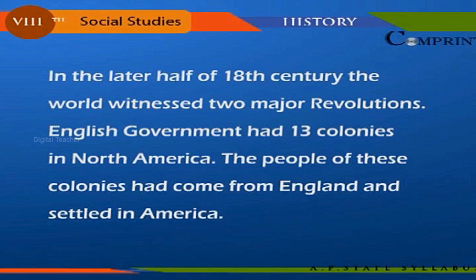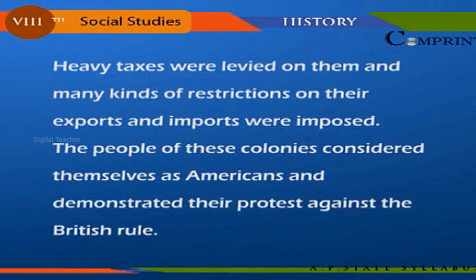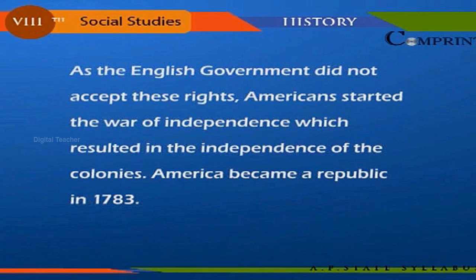The English government had 13 colonies in North America. The people of these colonies had come from England and settled in America. Heavy taxes were levied on them, and many kinds of restrictions on their exports and imports were imposed. The people of these colonies considered themselves as Americans and demonstrated their protest against the British rule. As the English government did not accept these rights, Americans started the War of Independence, which resulted in the independence of the colonies. America became a republic in 1783.